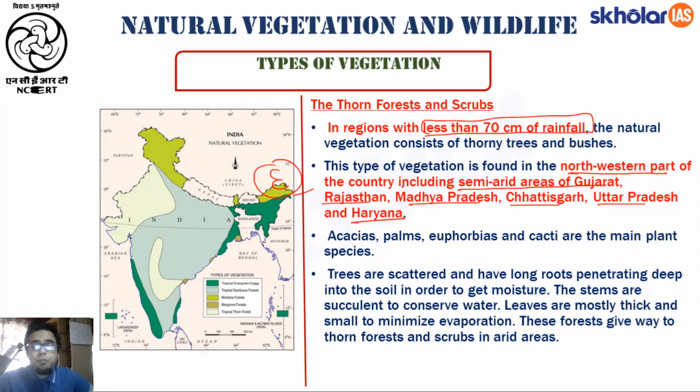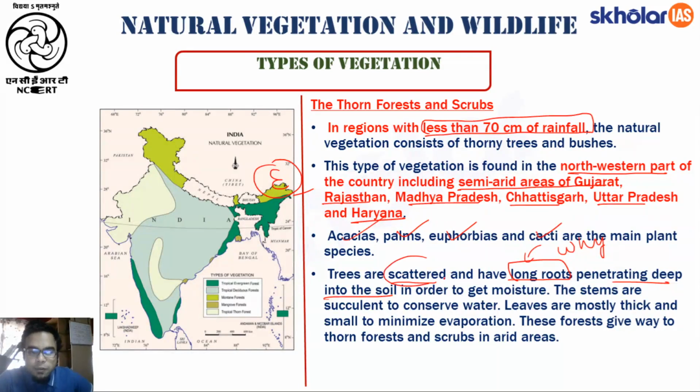The species of plants would include acacia, palms, euphorbias, and cacti, right? The trees here are highly scattered and have long roots penetrating deep into the soil. Now the question is, why do they have long roots? Because here the water table is very low, and therefore the plants, in order to take up water, need to have longer roots, to suck up water from deep below.